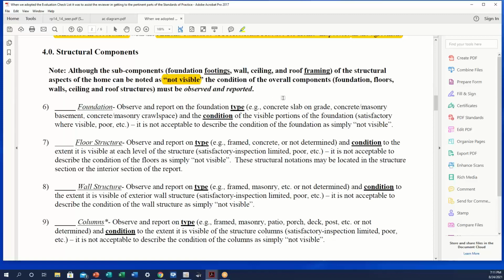The condition of the overall components, foundations, floors, must be observed and reported. So if I walk in and can see drywall, you need to say, I can see drywall.